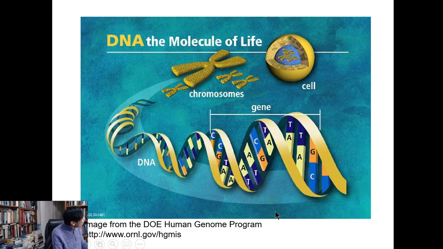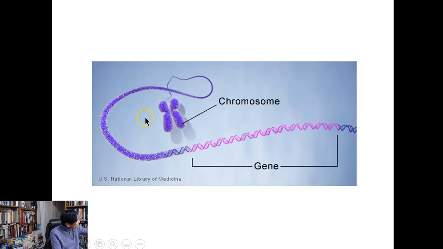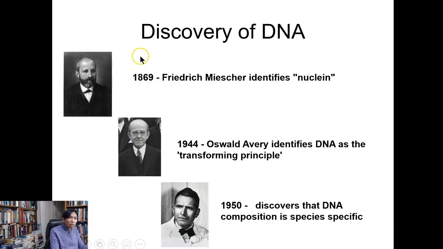Okay, so this is the structure of the DNA molecule. You see the cell, inside the cell the nucleus, and inside the nucleus the DNA, tightly coiled, as chromosomes. That's the relationship between DNA, chromosome, and gene. So a gene is a piece of DNA, a segment of DNA.